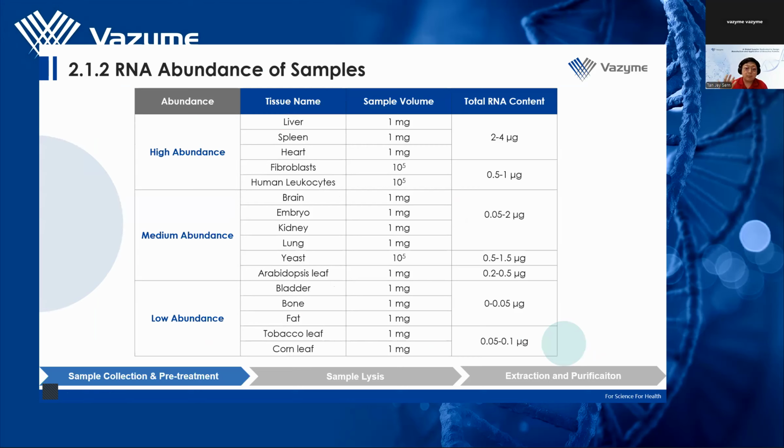You can see samples with high RNA content, such as heart and liver, can yield about 2 to 4 micrograms of RNA with 1 milligram of sample. Samples with low RNA content, on the other hand, like bone or corn leaves, may only yield about 0.05 to 0.1 micrograms of RNA with 1 milligram of sample input. So it is essential to understand the RNA content of your samples, how much it contains and where it is coming from, before performing extraction, to assess the suitability of the resulting RNA concentration.